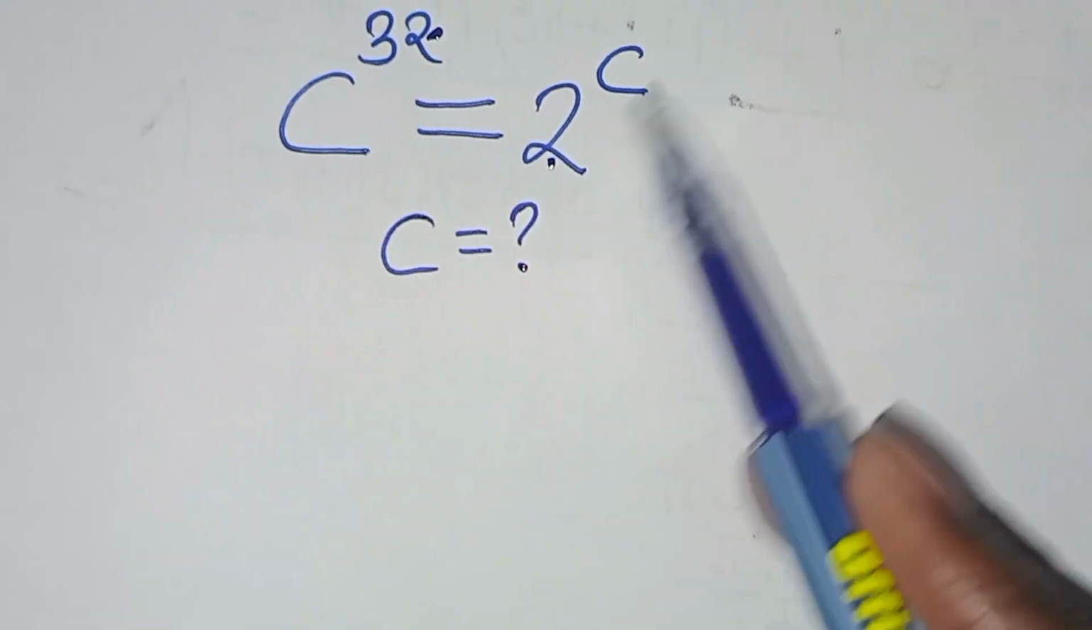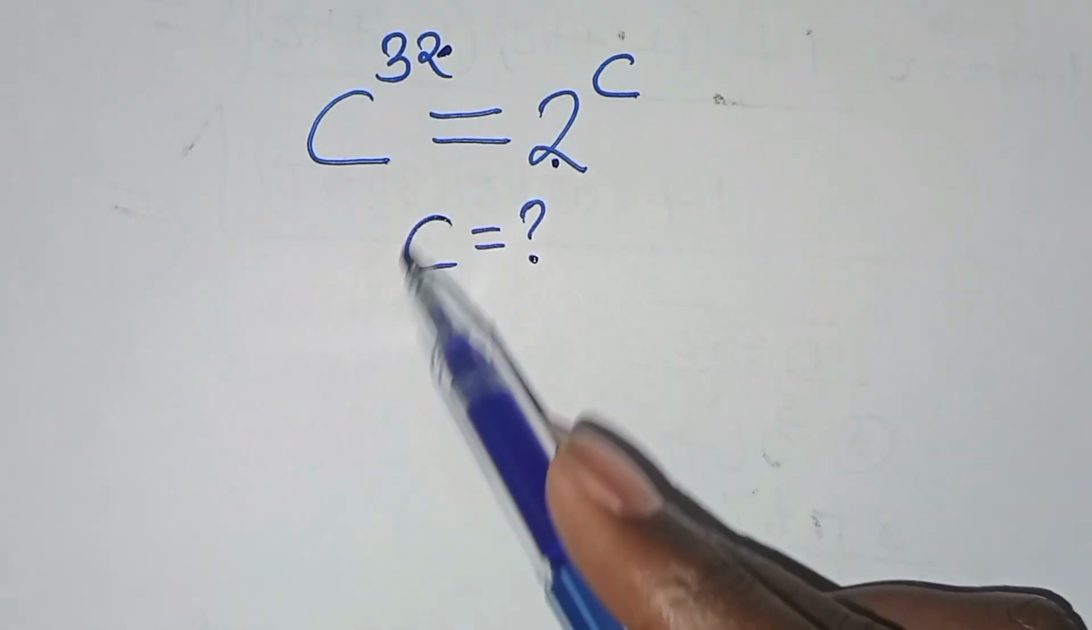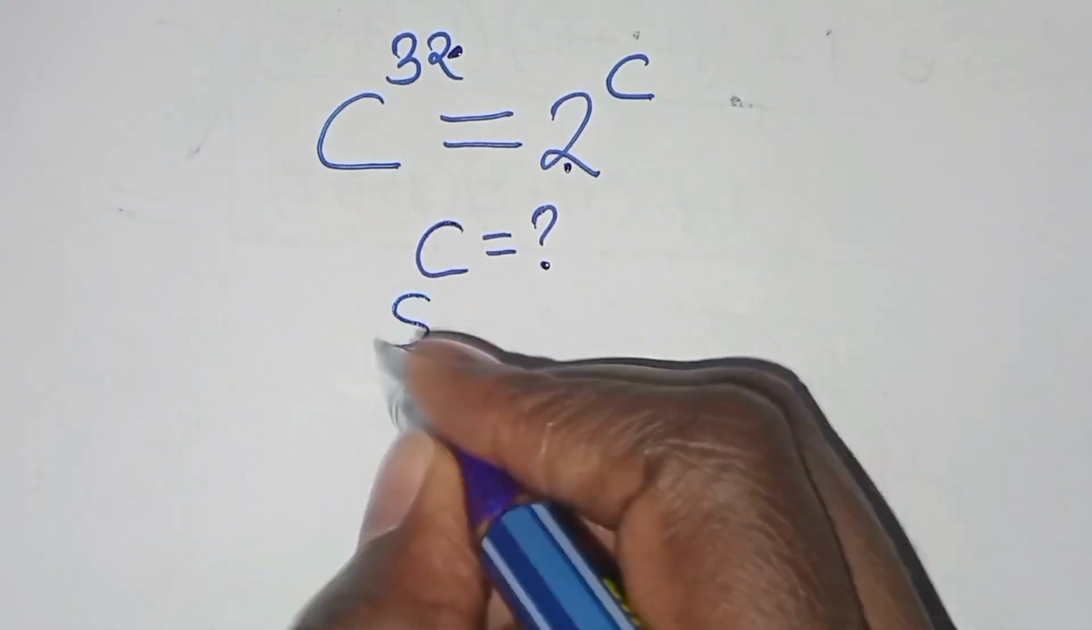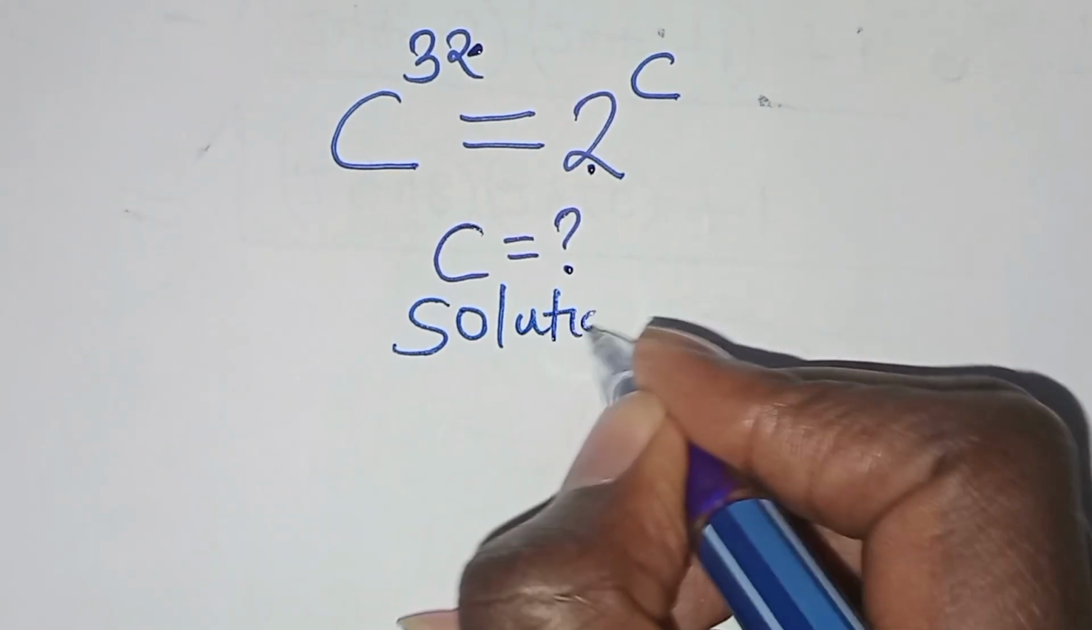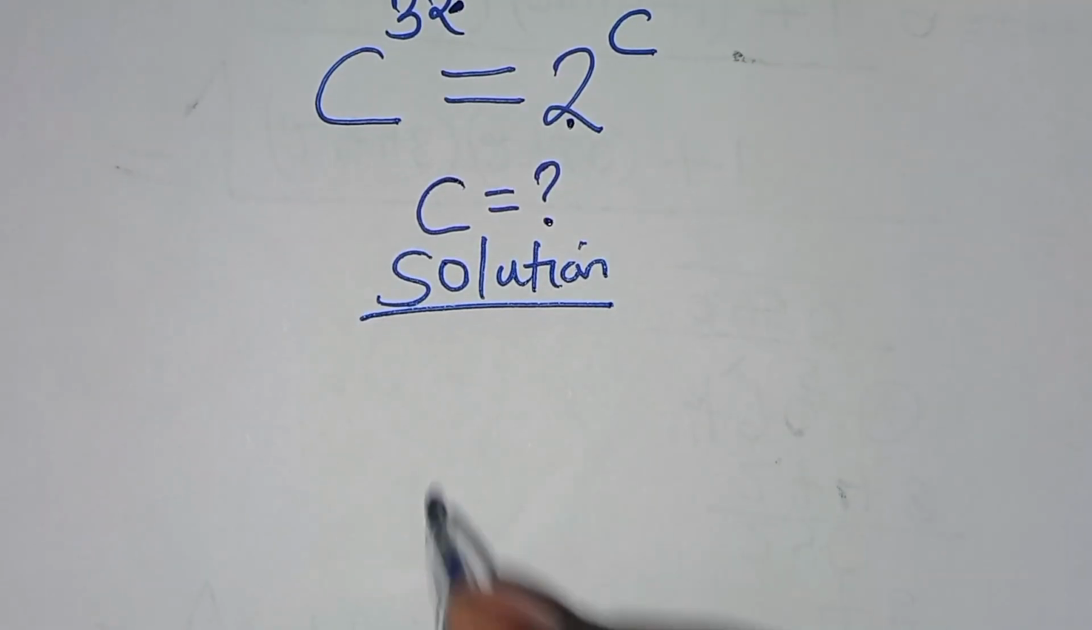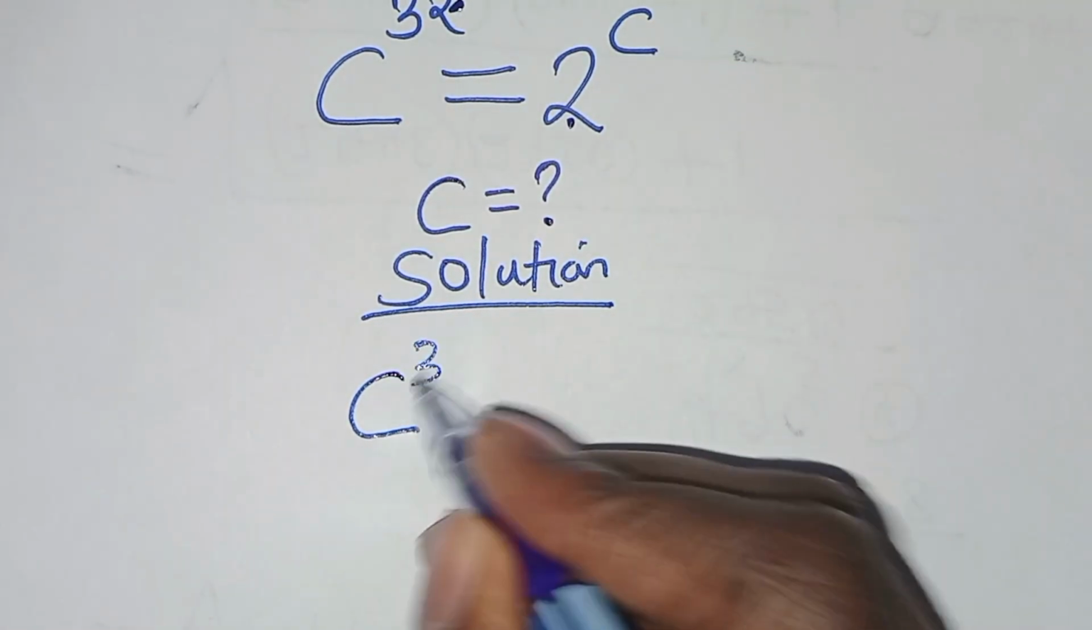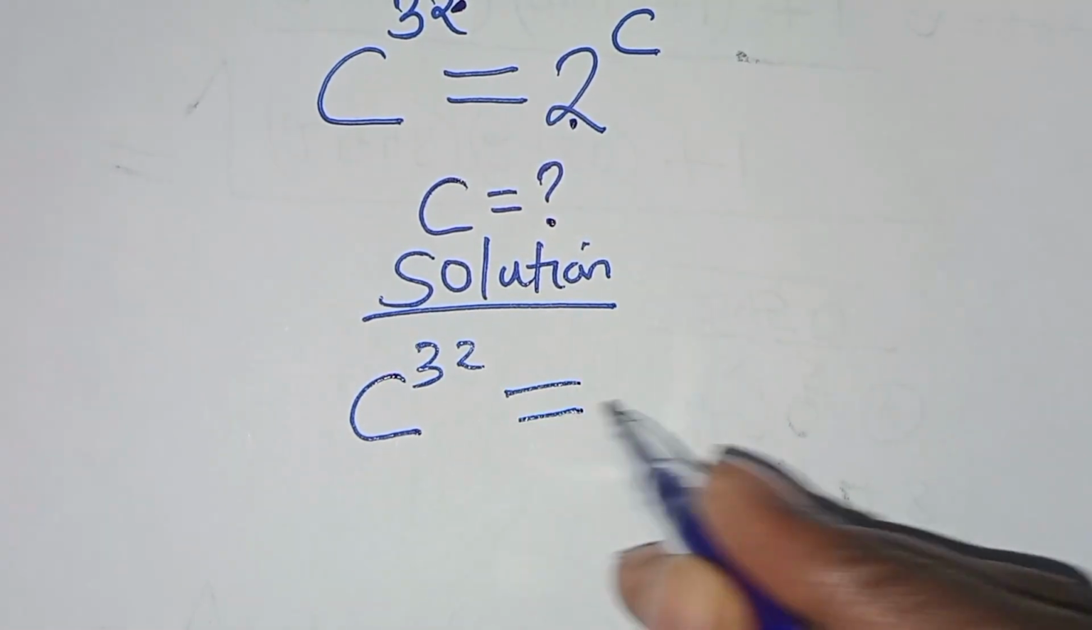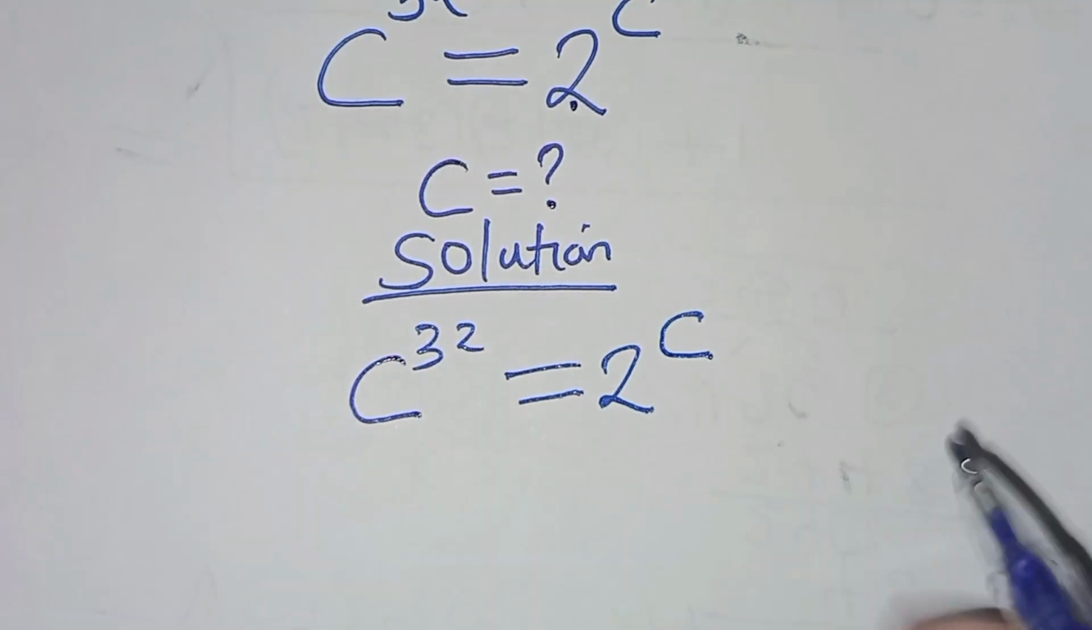This is equal to 2 to power c. So what is the value of c? Solution. Now we have c raised to power 32. This is equal to 2 to power c.